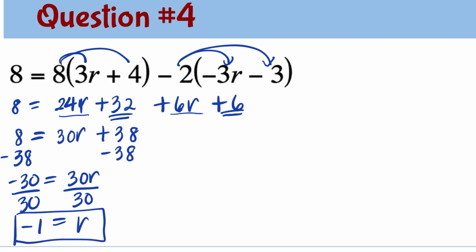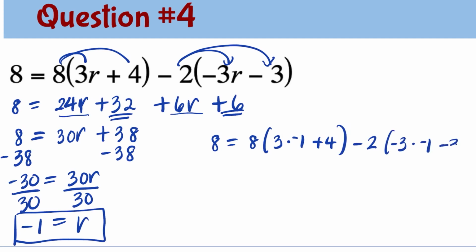Let's check the answer. Let's plug in negative 1 into the equation to see if that is the right answer. So here we have 8 is equal to 8 times 3 times negative 1 plus 4 minus 2 times negative 3 times negative 1 minus 3. Simplifying this, we have 3 times negative 1 is negative 3, and then negative 3 plus 4. Minus 2, negative 3 times negative 1 is positive 3, and then we have minus 3.